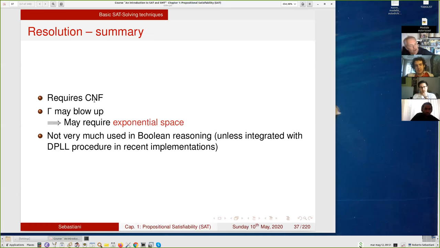In general, resolution requires CNF. Some people conceived also schemas for non-CNF resolution, but it's not very widely used. The problem is that the number of clauses can blow up in space. Every step you merge n clauses with the positive resolvent against k clauses with the negative resolvent, you drop n plus k clauses, but you create n times k clauses. So overall, you may produce exponentially many clauses. So this is not much used in Boolean reasoning, but the single resolution step, with a completely different strategy, has a very important role in modern CDCL solvers, which we'll see tomorrow.